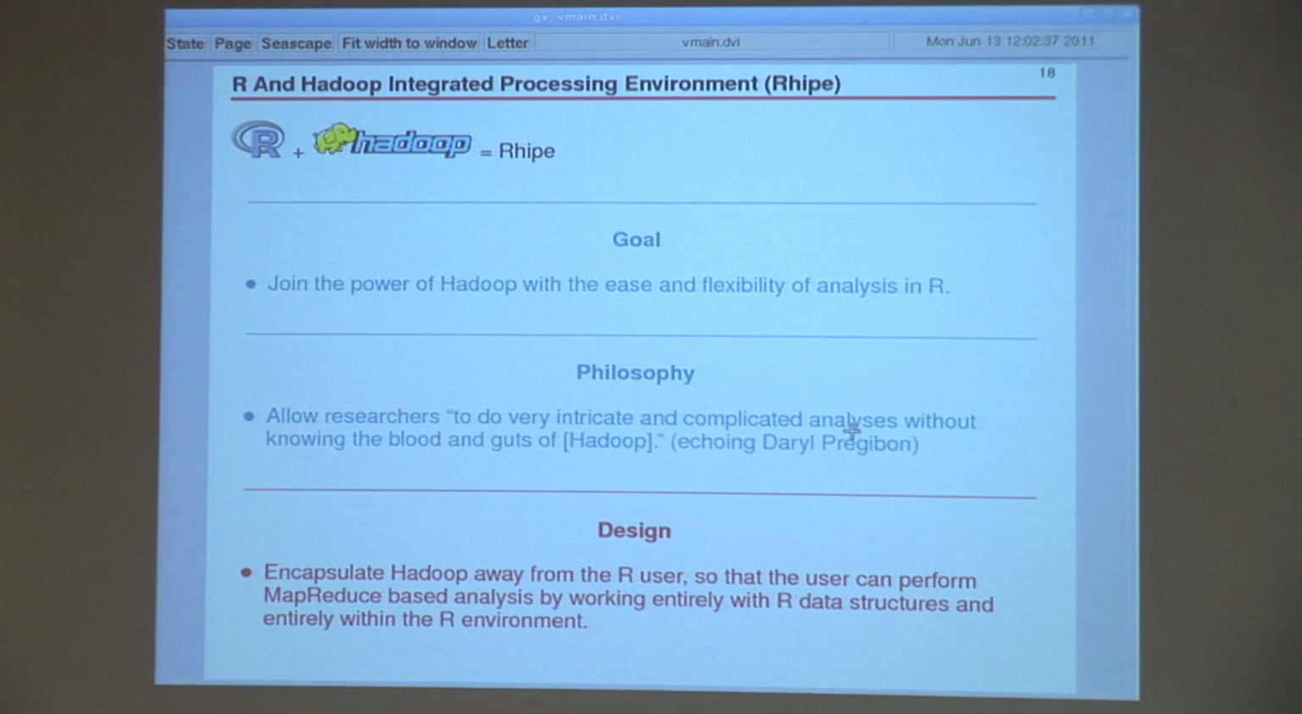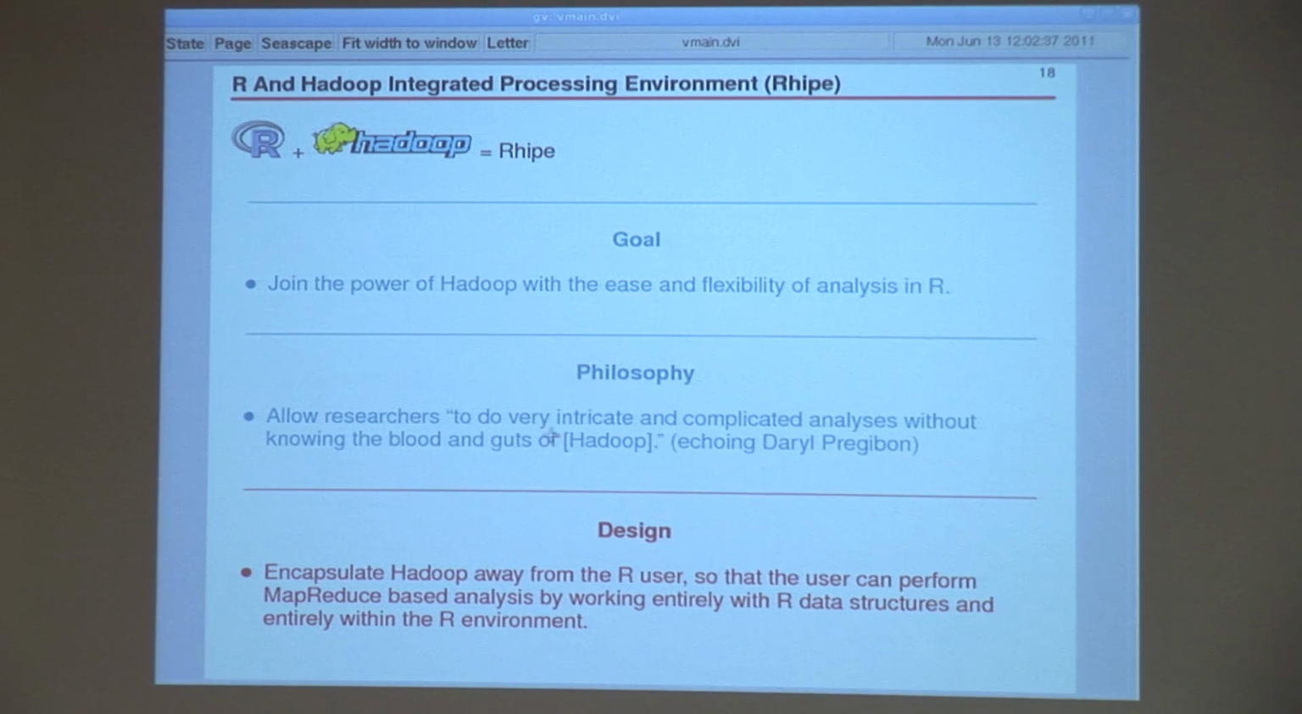The goal of RIPE is to join the power of Hadoop with the ease and flexibility of analysis in R. And our philosophy is to allow researchers to do very intricate and complicated analysis without knowing the blood and guts of Hadoop. So we're echoing Daryl Pregibon there. We don't want to change that flavor. We want it to be about simplicity and the proliferation of packages that come with R and not about, oh, how do I get this to work in Hadoop? We don't want that.